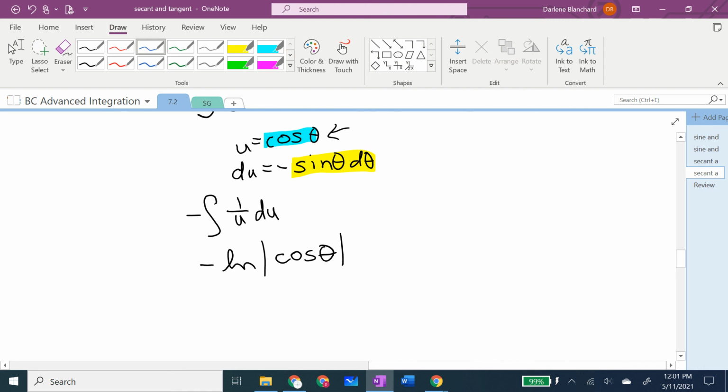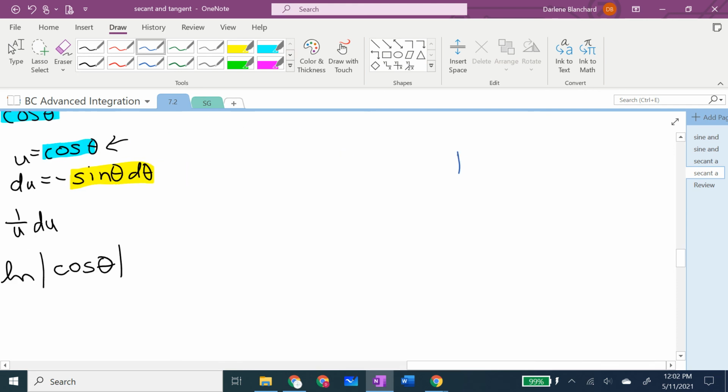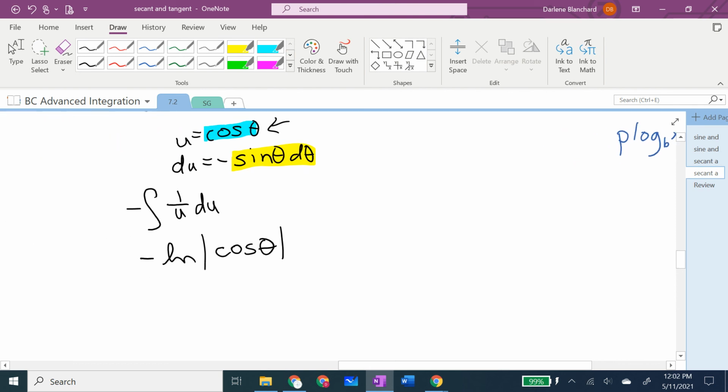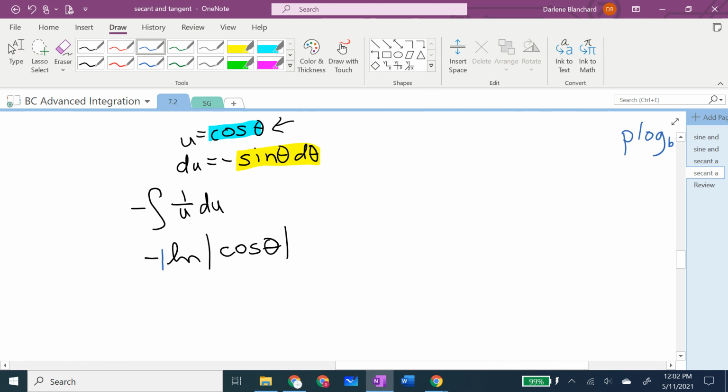When something is multiplying outside a logarithm, what's the log rule for what you can do to it? If I have p times log base b of x, I can condense that, where inside of that logarithm I have x to the p power. So this -1 can turn into an exponent inside of the logarithm. And if -1 is an exponent, that's just saying reciprocal.